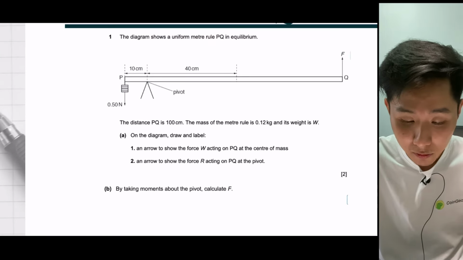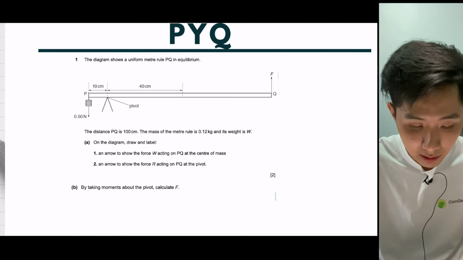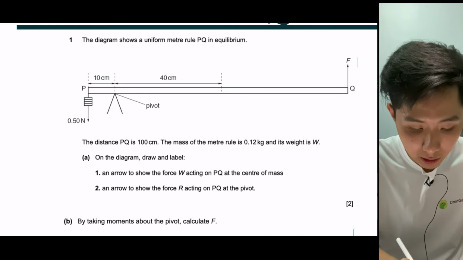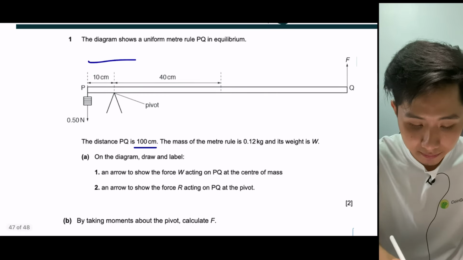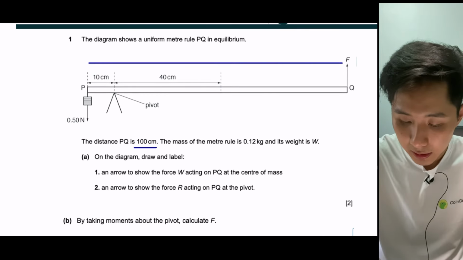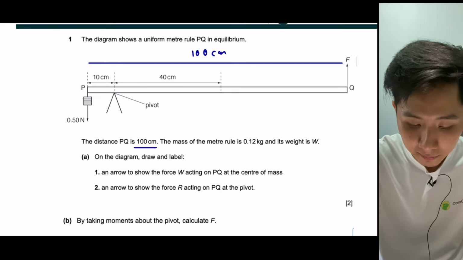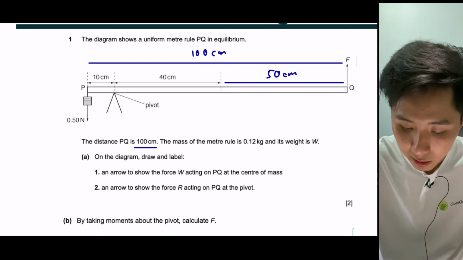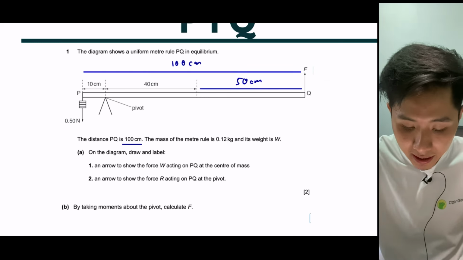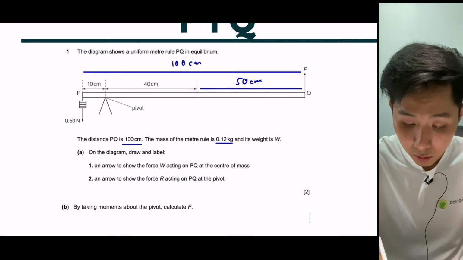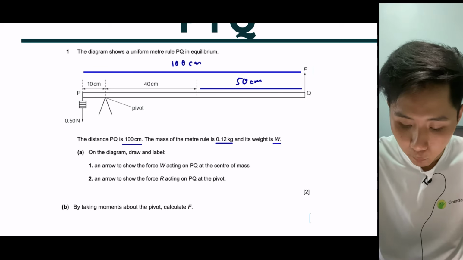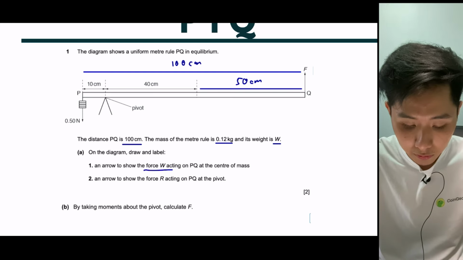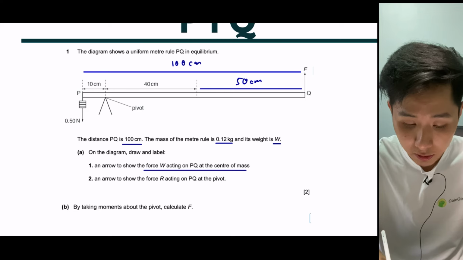And here we have a Paper 4 question, the last question for today's video. So let's try to understand what it's saying here. The distance PQ is 100 cm, meaning from here to here, it is 100 cm. And therefore here should be 50. I'm just writing it down, it might be useful. The mass of the meter rule is 0.12 kg, and its weight is W. On the diagram, draw and label an arrow to show force W acting on PQ at the center of mass.